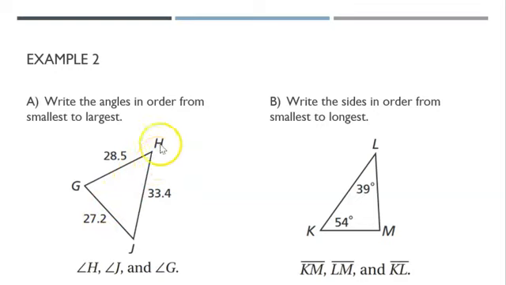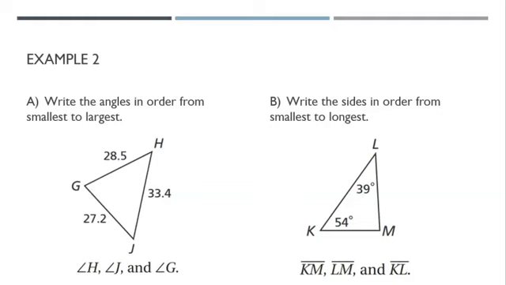So the smallest angle is angle H. So that's the first one. The medium side is 28.5. So the medium angle is this one, angle J. And then the longest side is 33.4. So the biggest angle is angle G. Remember, don't go by what it looks like, go by what the numbers tell you.